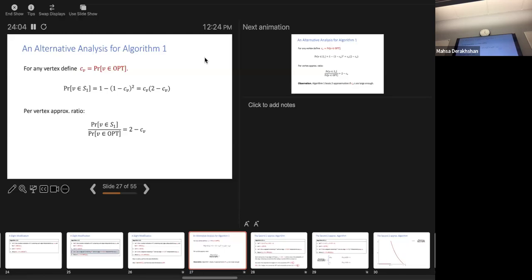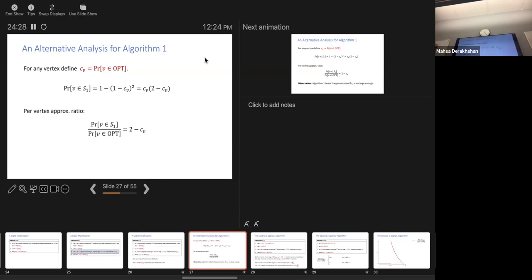Yeah, I don't think so. The approximation ratio that you get would be the sum of this over the sum of the C_vs, right? And the C_vs won't cancel out like this. I see. I think you're right, good.